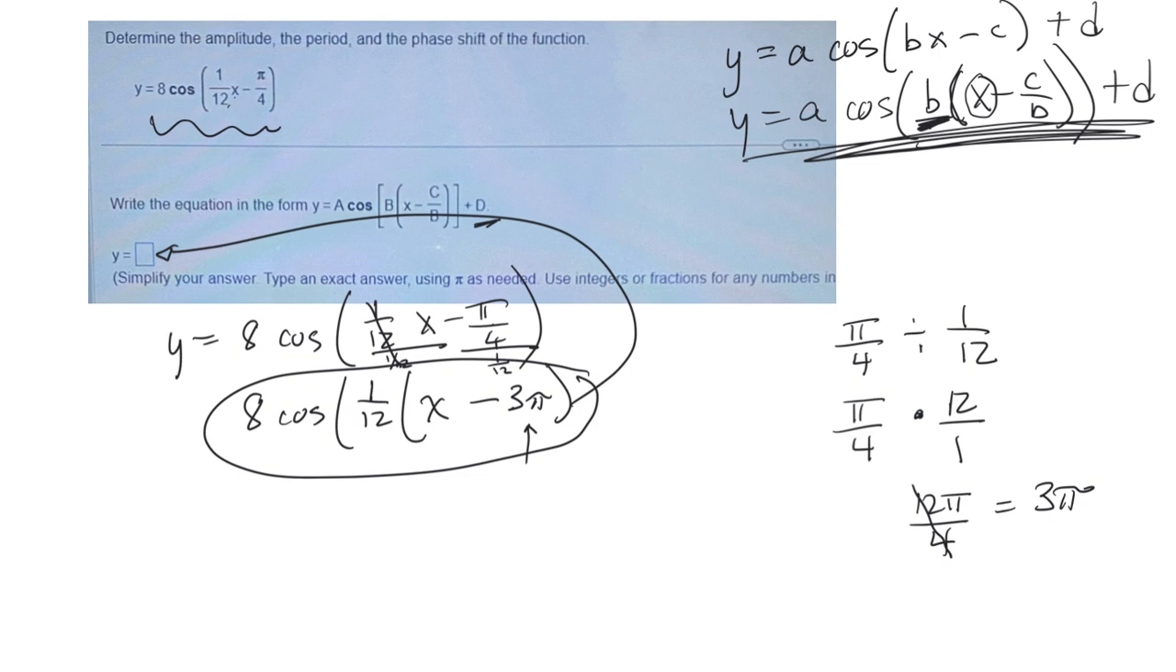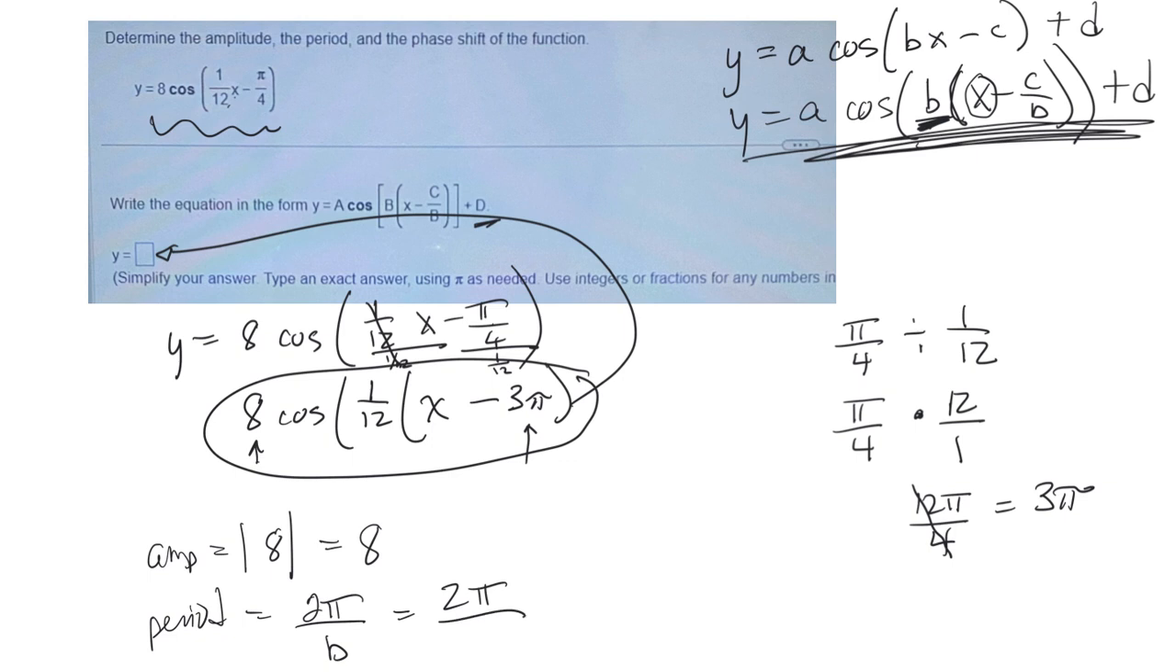So this question asks you for the amplitude. The amplitude will be A, right? Amplitude will be the absolute value of A, which is this one, or just 8. Then they ask you for the period. The period is 2 pi divided by B. So it's 2 pi divided by B, which is this number, 1/12.